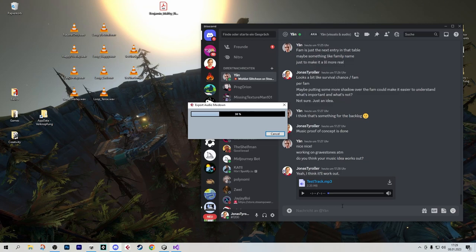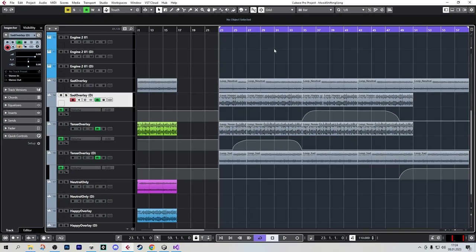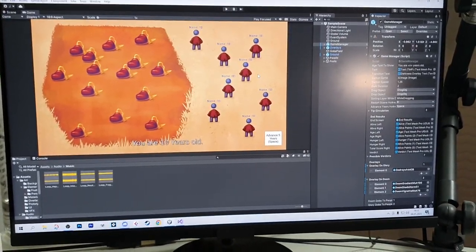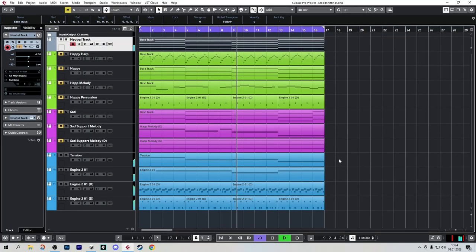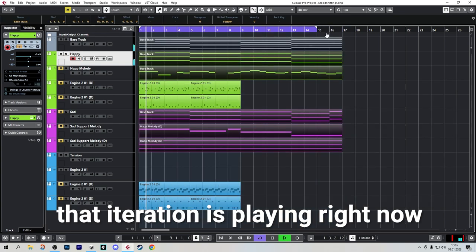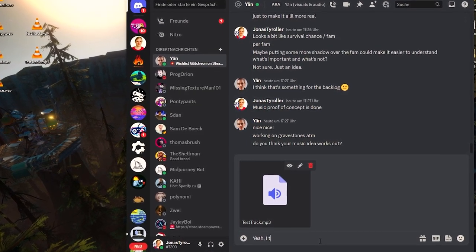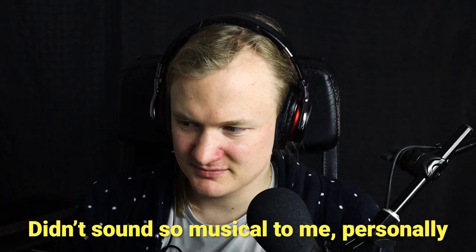Then I imported the finished music into my music program. Iterative processes are super important in game development, so instead of removing all of the MIDI notes right away, I decided to speed up the music and make it a lot worse. I showed it to Yen and he confirmed that in fact it was a lot worse now. Didn't sound so musical to me personally. So that worked out really well.